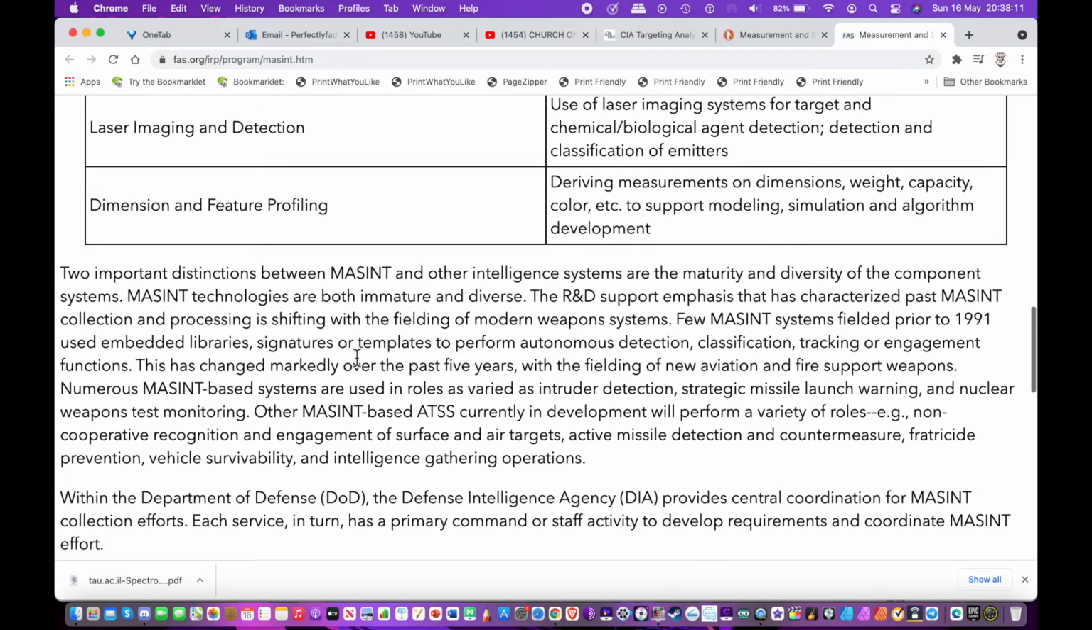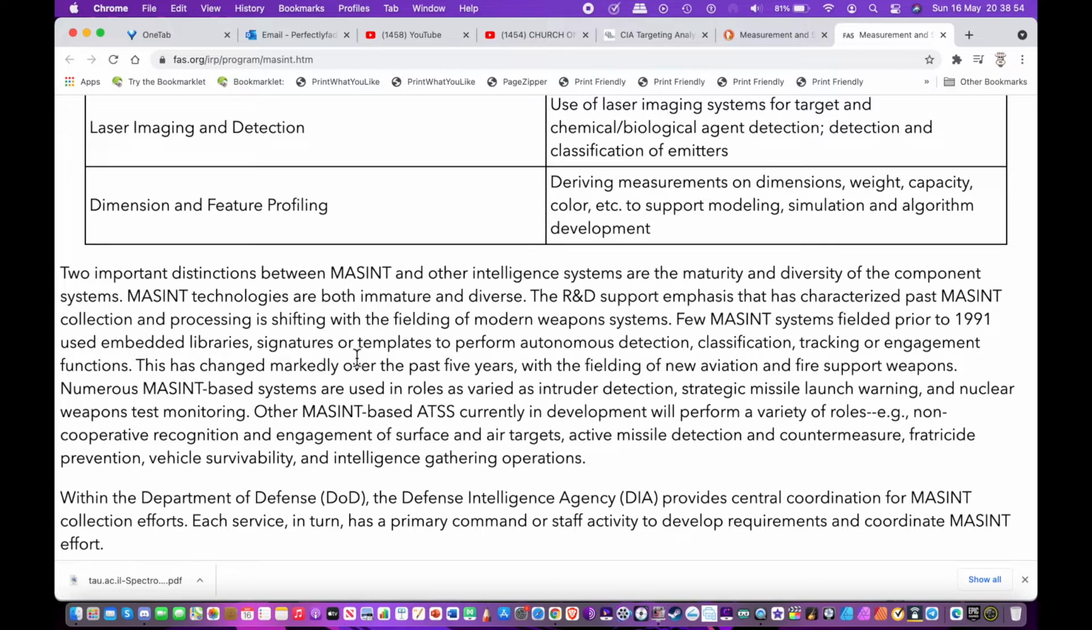Two important distinctions between MASINT and other intelligence systems are the maturity and diversity of the component systems. MASINT technologies are both immature and diverse. The R&D support emphasis that has characterized past MASINT collection and processing is shifting with the fielding of modern weapon systems.